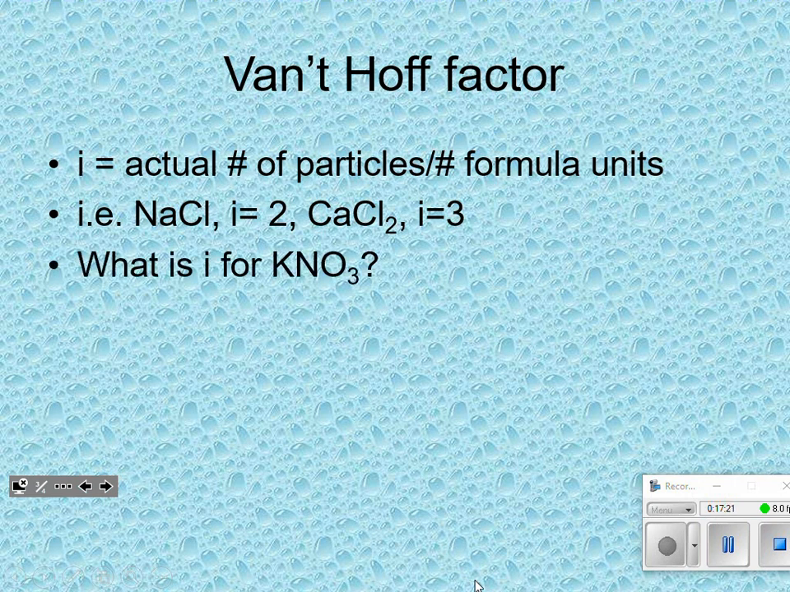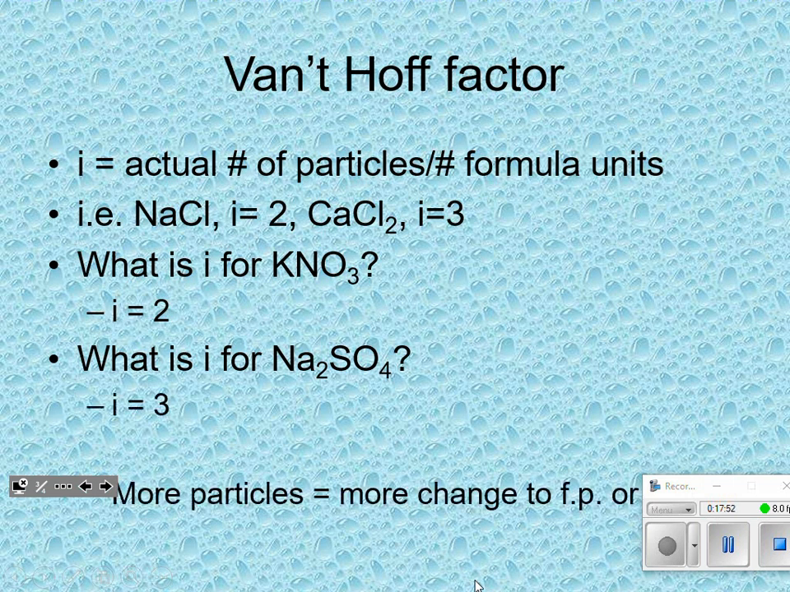What do you think the Van Hoff factor is for potassium nitrate? Kennedy? 2. It's going to break into potassium ion and nitrate ion. So remember, the NO3 doesn't break apart itself, because that would be breaking covalent bonds. Only the ionic bond will be broken. Let's do one more. What's the Van Hoff factor for sodium sulfate? 3. You'd have 2 sodium ions and 1 sulfate ion.